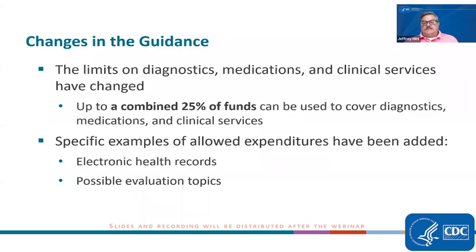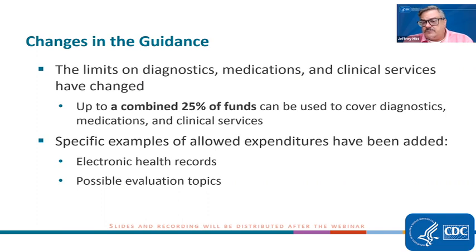So changes in the guidance. Probably the biggest change is that limits on diagnostics, medications, and clinical care have changed, and up to a combined 25% of the funds can be used to cover diagnostics, medications, and clinical services. So that's not separately, that's all combined, and there's not individual limits on these, but in total, they can be up to 25% of the funds.